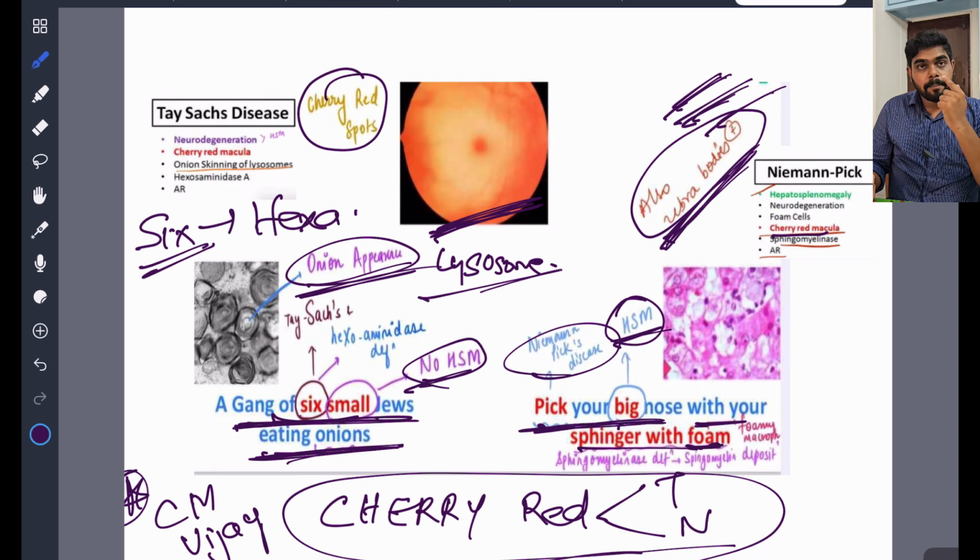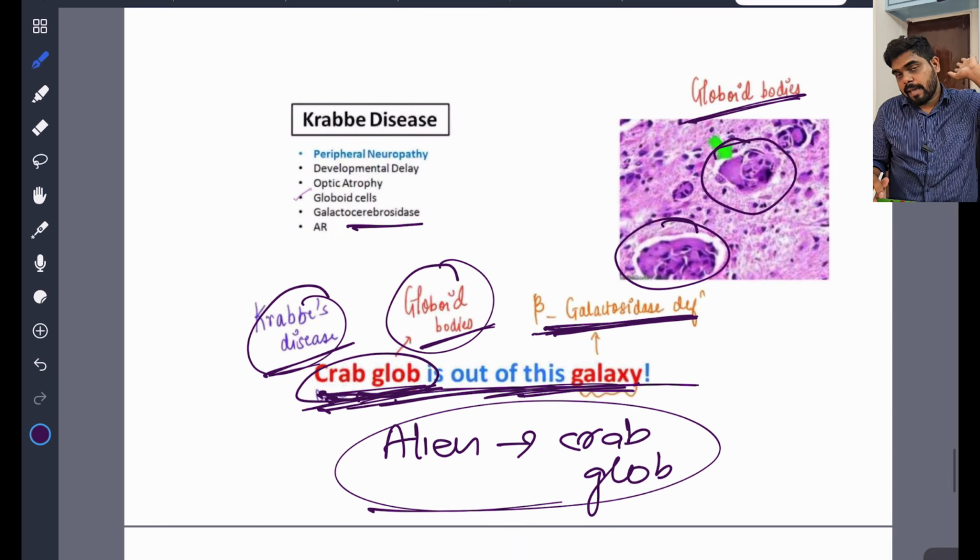And Niemann-Pick, big nose, you are putting your nose and picking, a picking disorder with your finger, with foamy macrophages, and there is something called zebra bodies which is present. Zebra bodies also very important. And Krabbe is out of this galaxy, alpha galactosidase, beta galactosidase, here beta galactosidase, that is galactocerebrosidase, and here globoid bodies can be seen in the histopathology diagram. Okay, so these are the important things.